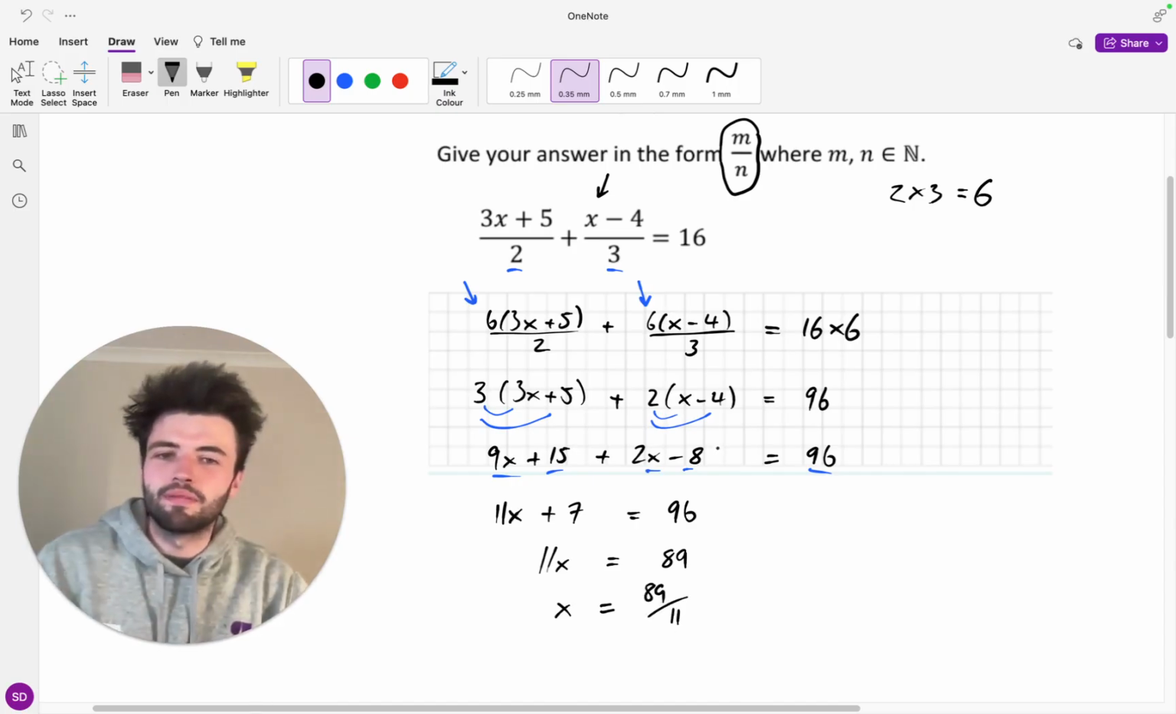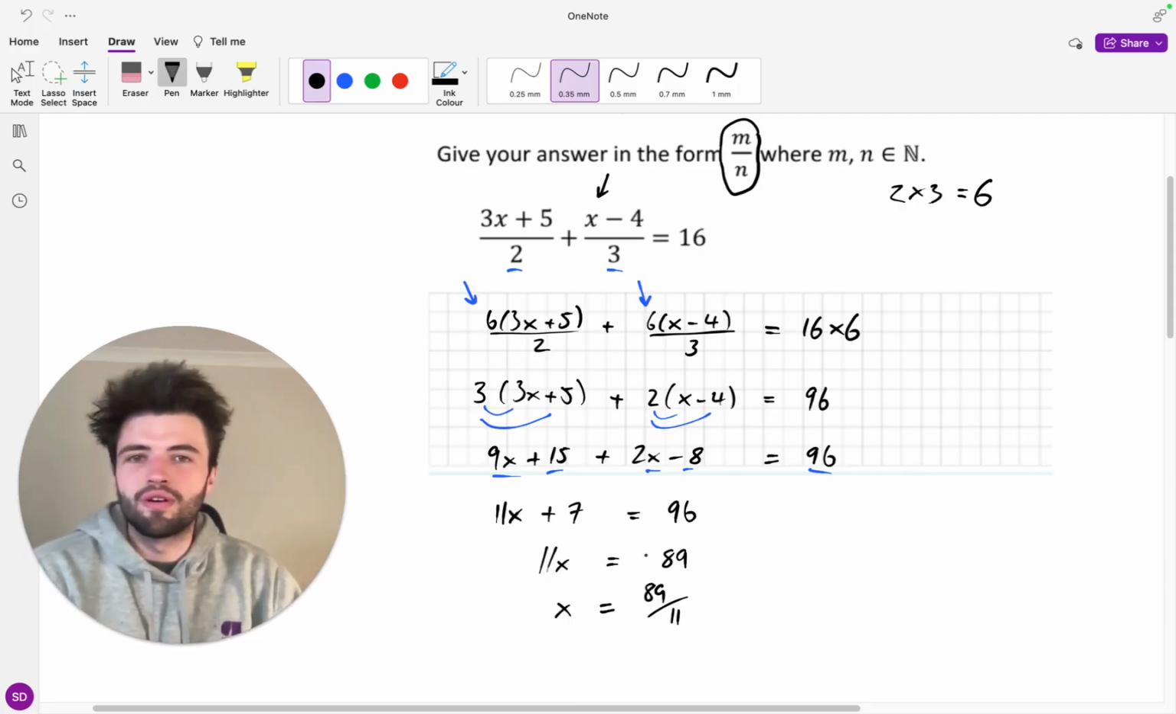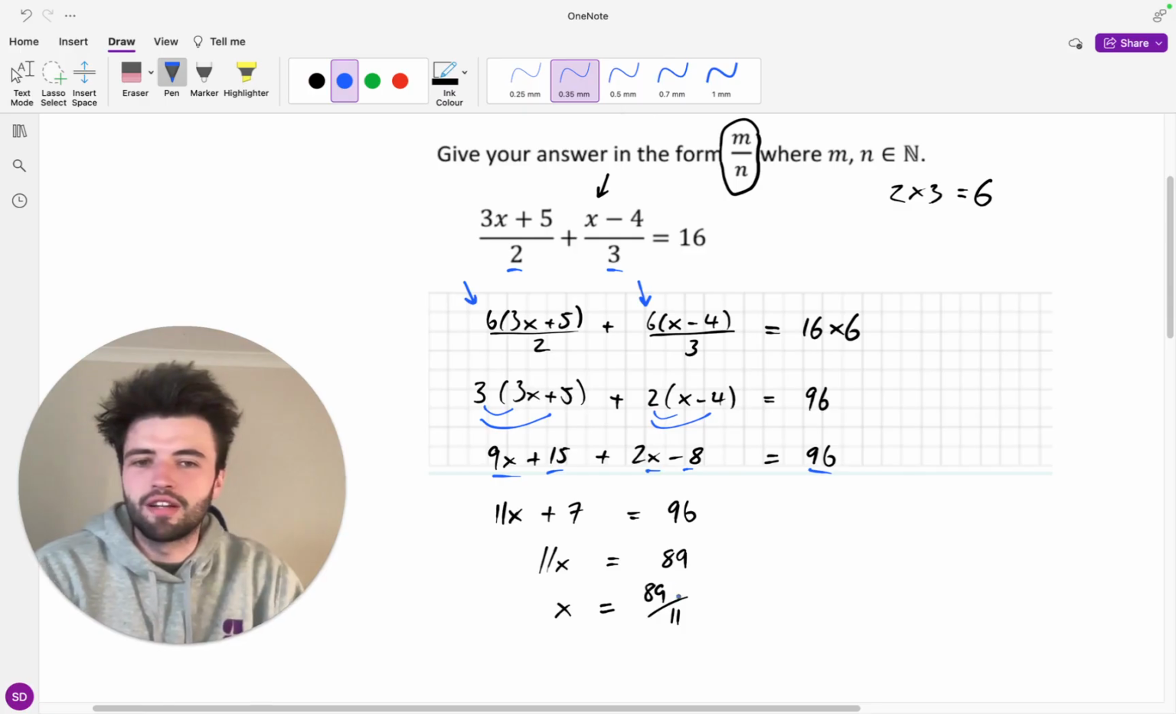This is as simple as it can be, because 11 is a prime number, and so there are no factors of 89 which are some factor of 11 as well, so we can't simplify it any further. And so that is going to be the final answer for this question.